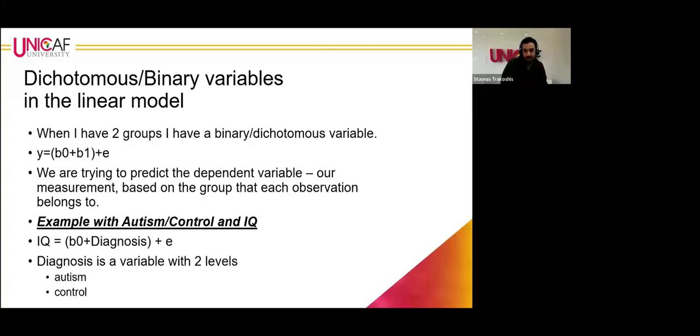And when I have 2 groups, I have, as I told you, a binary or a dichotomous variable. That's the same thing as describing a grouping variable with 2 levels. And I need to get this variable inside this model. What is happening here is that we are trying to predict the dependent variable based on the group that each observation belongs to.